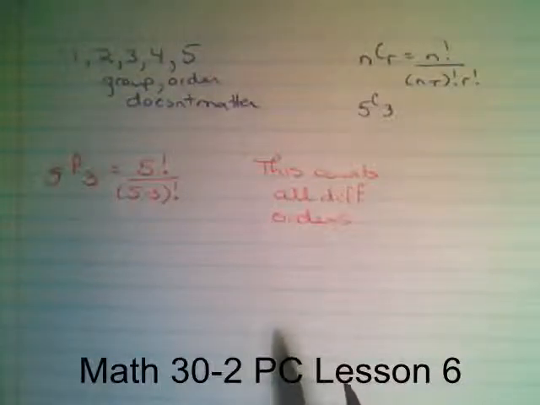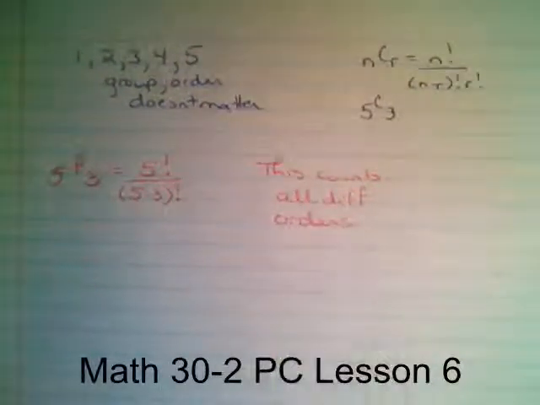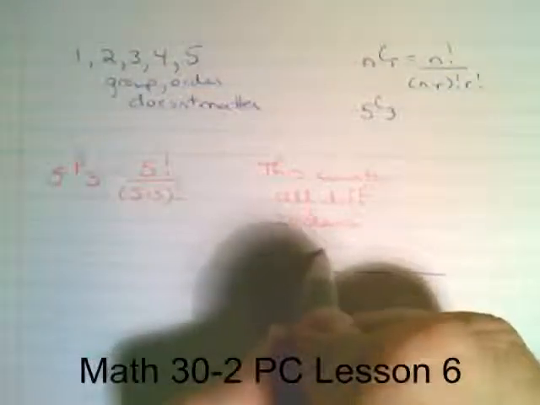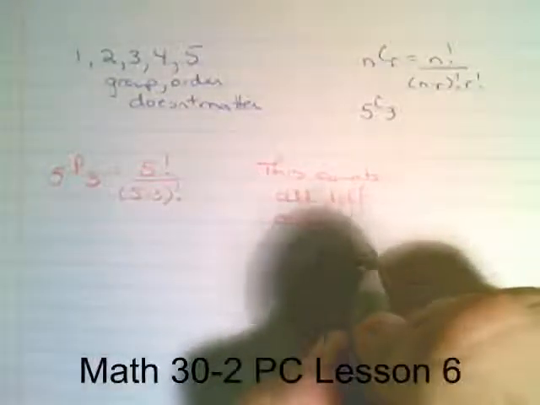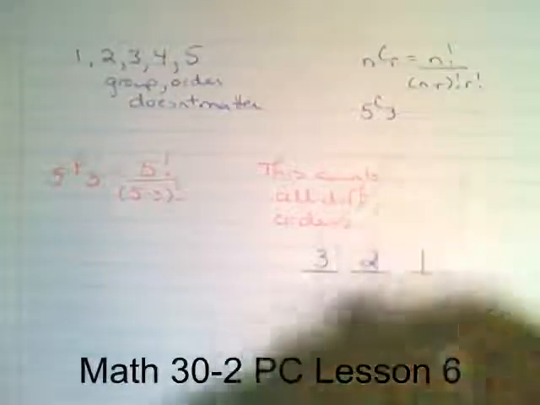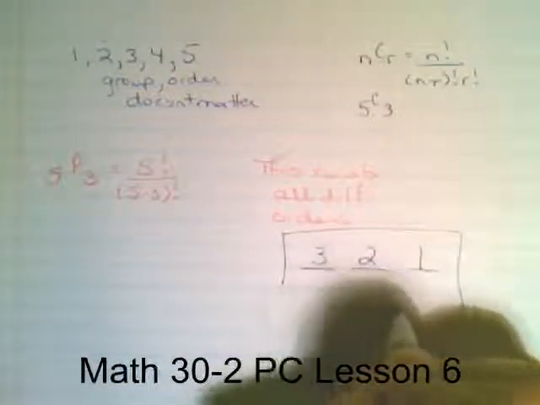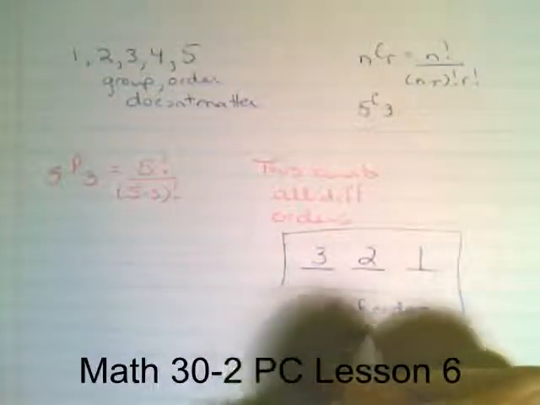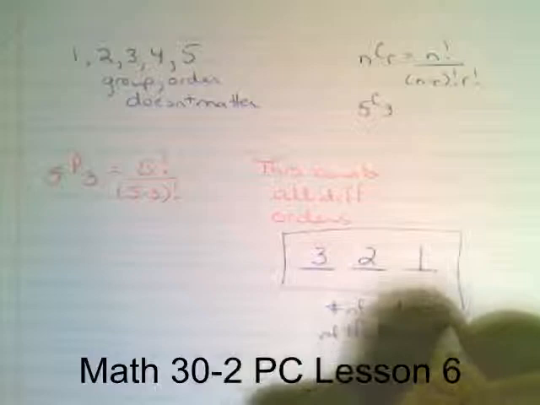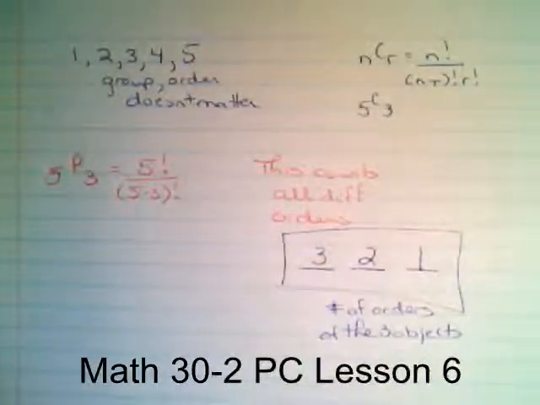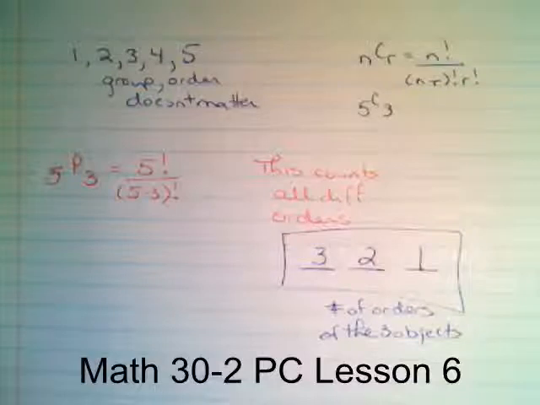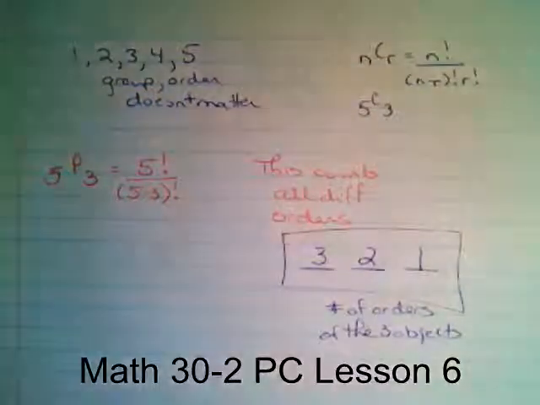I don't want those extra orders. So what I say is, well, how do I get rid of those orders? If I know what the 3 digits are, how many orders are there? Well, if I know the 3 digits, there are 3 choices for that one, 2 choices for that one, and 1 choice for that one. This is the number of orders of the 3 objects in this case. Okay, that's how many orders there are.